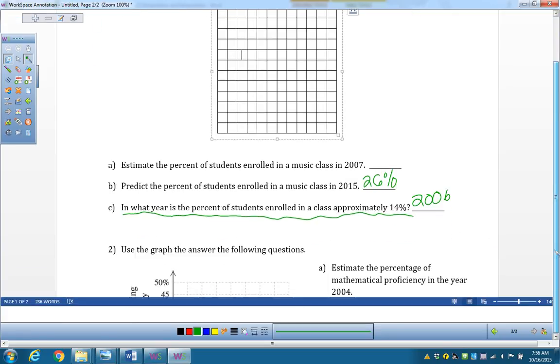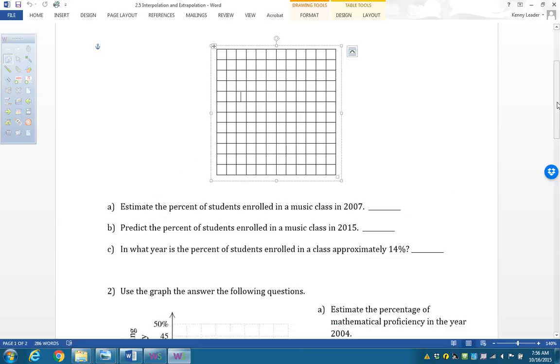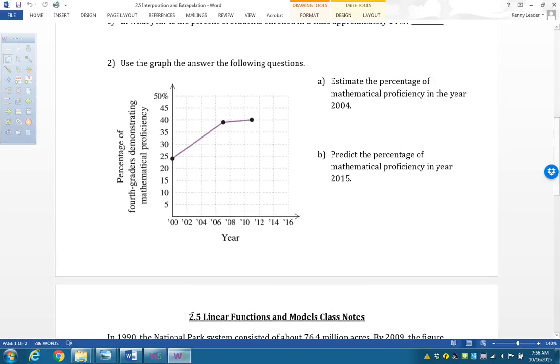Use the graph to answer the following questions. In this one they give you a graph, and this is not exactly a linear graph. Do you think that relationship is truly linear? Do you think that student enrollment would just keep going up forever and ever? Why not? Yes? Because it can't go past 100%. And at some point, you're going to reach a saturation, like only so many kids are going to enroll.